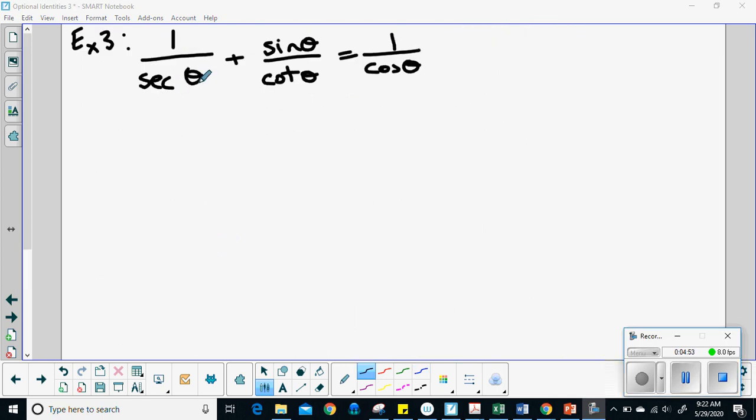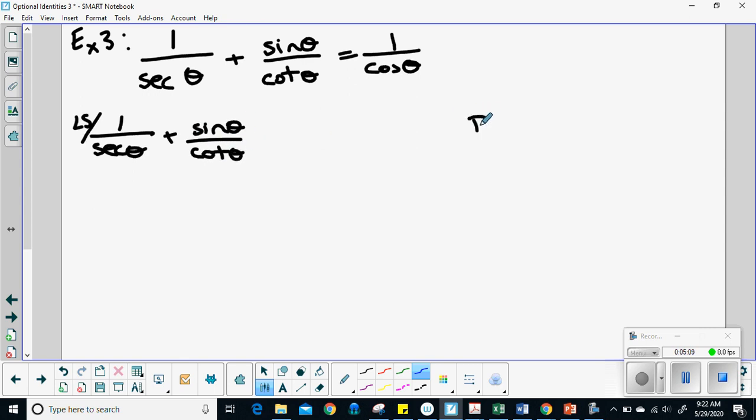Here I'm going to do 1 over secant theta plus sine theta over cotangent theta equals 1 over cos theta. All right, follow our steps. Left side is 1 over secant theta plus sine theta over cotangent theta. And our right side is 1 over cos theta. All right. Can't really do a whole lot with the right side, so that means we're really going to focus on our left side. So let's see, what do we know?